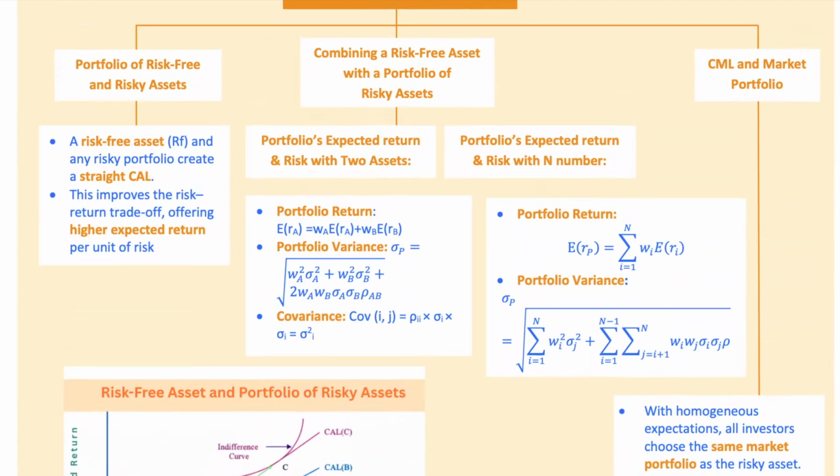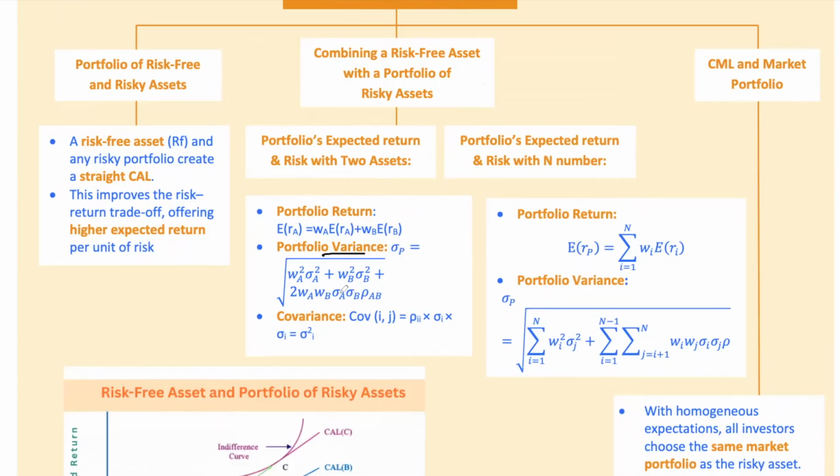All right, so before we jump into the capital market line, let's make one thing super clear. When we mix a risk-free asset with a portfolio of risky assets, whether it's 2, 10, or 100 stocks, the math doesn't change, just the size of the equation. The portfolio's expected return is basically the weighted average of the individual returns.